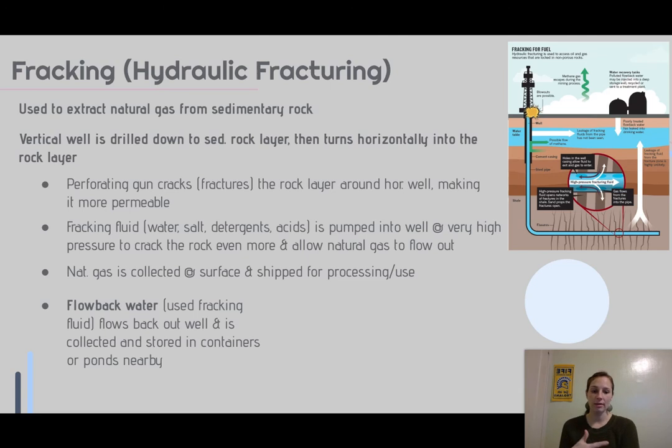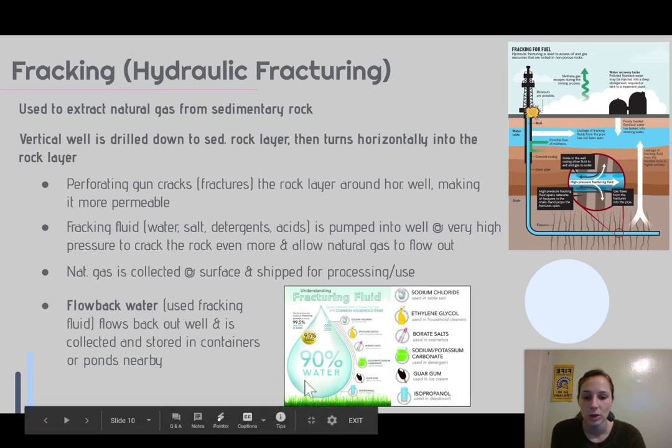You also have, from this process, something that's called flowback water, which is the water that was used in the fracking fluids. This is going to flow back out of the well and then is collected and stored in containers or ponds nearby because it has a bunch of stuff mixed into it and it is contaminated. And so you can't just go and use it again. You've just got to store this contaminated water.